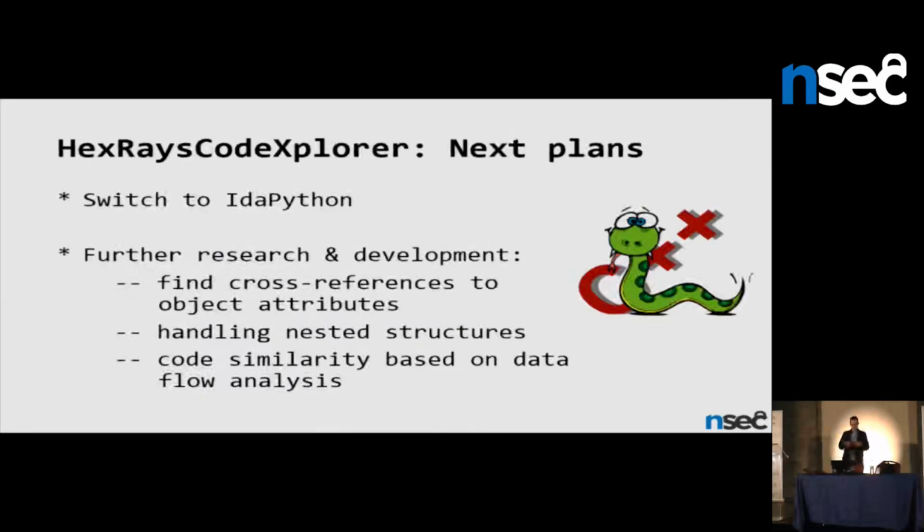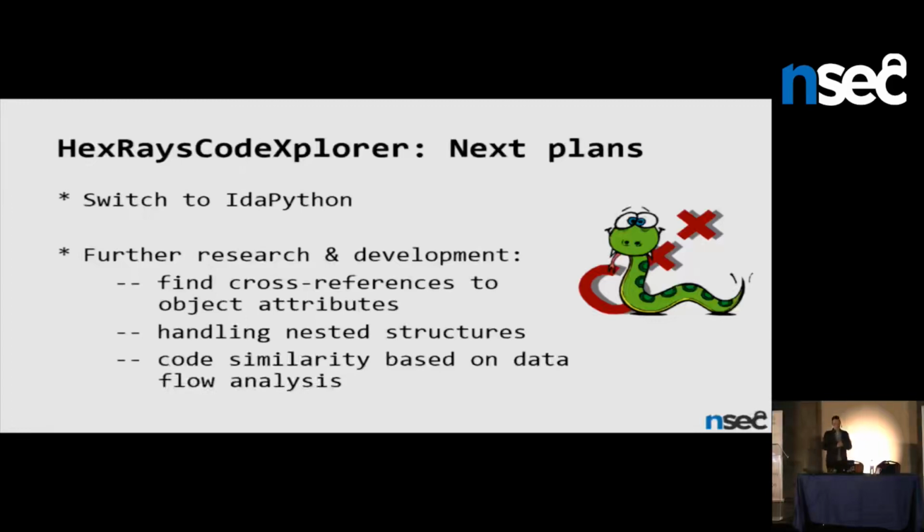And some plans about further research and development. So something that we would like to improve. First, our version works for the Visual C++ compiler. It would be interesting to see if it's working on GCC compiler samples and to port it to support the GCC compiler. Another interesting thing is to find cross-references to the object attributes. For instance, when you have a type and there is some field in this type which is being used and referenced, you want to get the other methods which are modifying this field.